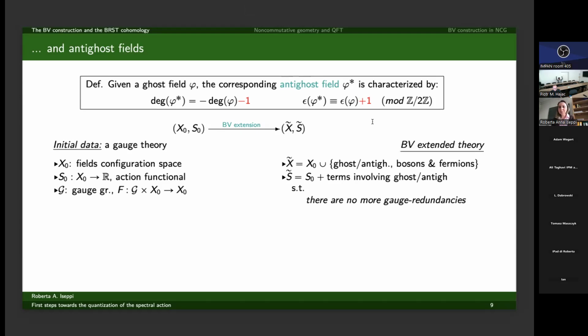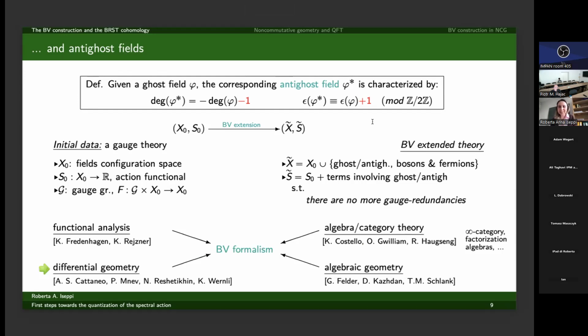What we want to obtain via this BV extension is a new pair that we call the BV extended theory. We have our initial space, and to that we are adding ghost and anti-ghost, bosonic and fermionic, with this parity coming from the degree. The action functional is also going to be extended, so our S0 is extended to this S tilde. It's S0 plus other terms, and these other terms involve the new variables we are adding. This is done in such a way that we are eliminating the redundancy, and I'm explaining that in a second.